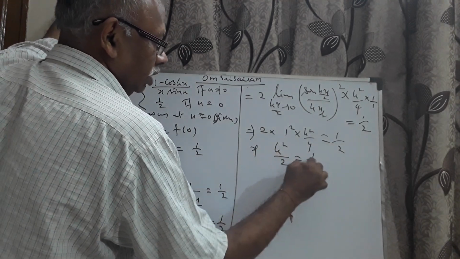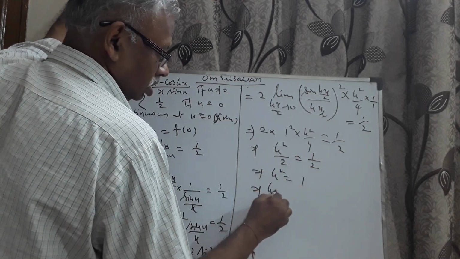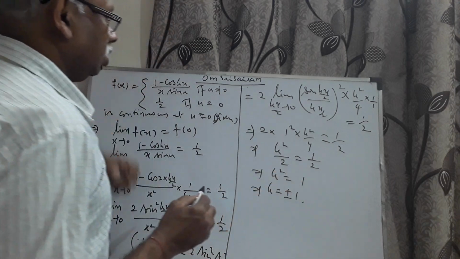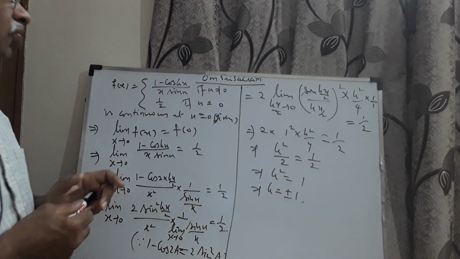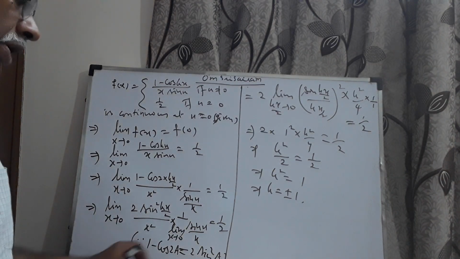Which implies k square by 2 is equal to half, which implies k square equals 1, which implies k is plus or minus 1. k can take plus or minus 1. That's the meaning. k can take both the values, 1 and minus 1.